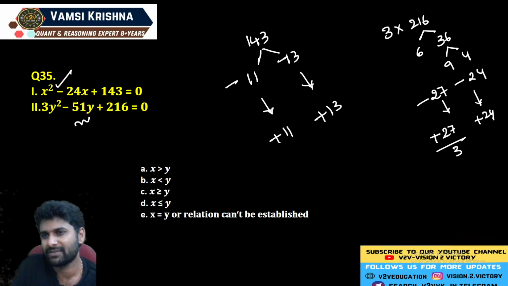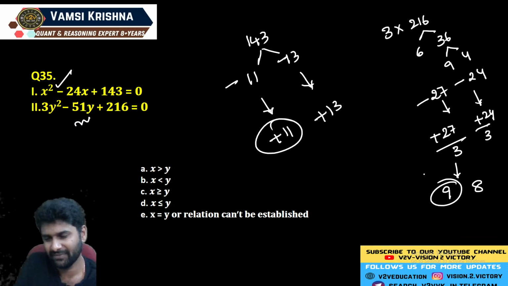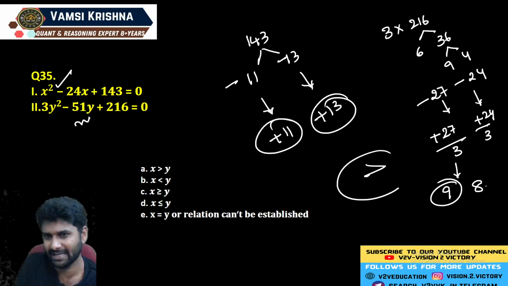We have a value divided by 3 divided by 3. Final values 9 and 8. Guys, 11 is greater than 8. 13 is greater than 9. 13 is greater than 8. Definitely x is greater than y.